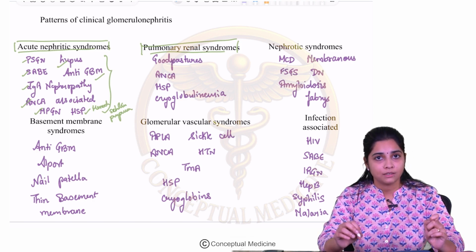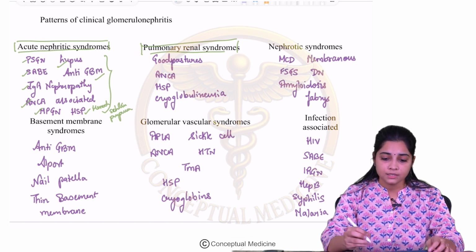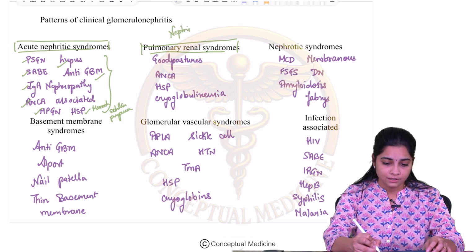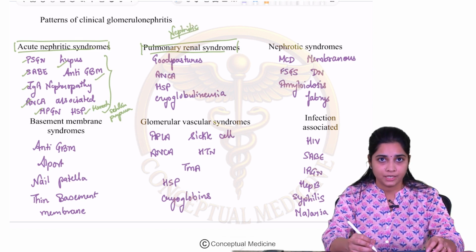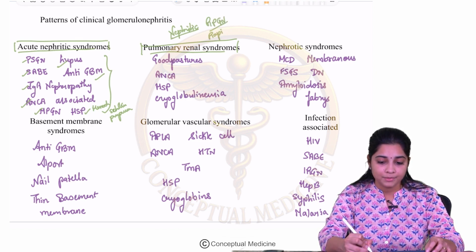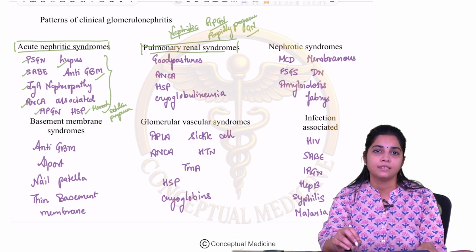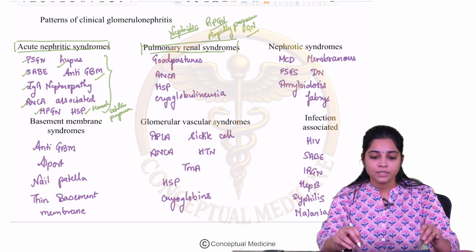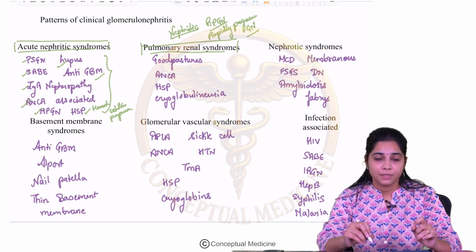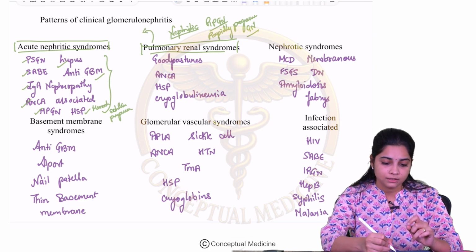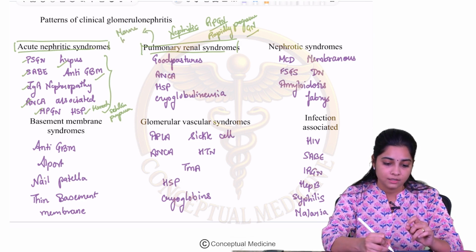What are the characteristic hallmark clinical features in this? They have acute onset nephritic syndromes. They have an RPGN pattern, that means rapidly progressive glomerulonephritis. Why is it rapidly progressive glomerulonephritis? Because within 2 to 3 days, they can have a complete renal shutdown. Okay. And what is the pulmonary portion? They can present with massive hemoptysis.